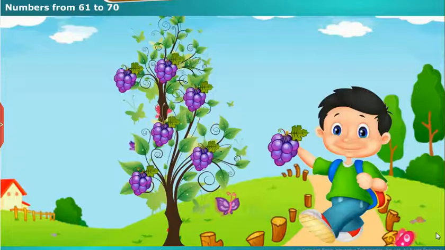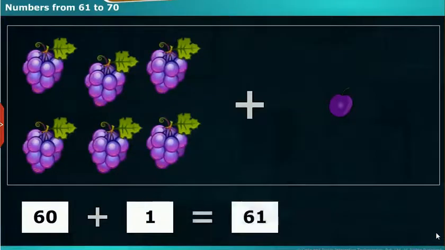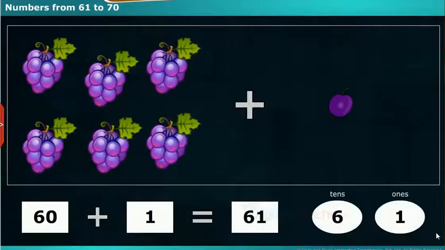He had one more bunch of grapes and ate them one by one. Karthik ate one more grape from the last bunch. So, 60 plus 1 is equal to 61. Total is equal to 61 grapes. In the next minute, he ate one more grape. So, 60 plus 2 is equal to 62. Total is equal to 62 grapes.